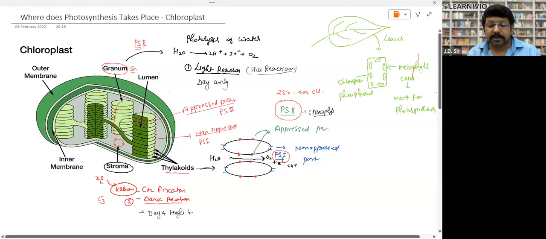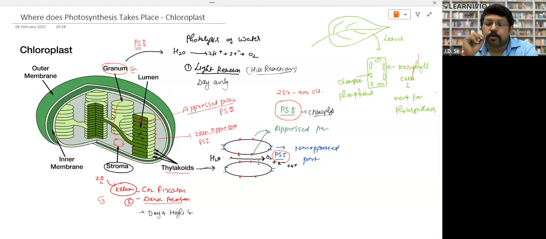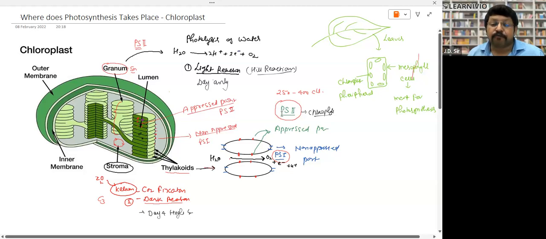So in the appressed part, there is a type of photosystem. I will explain what the photosystems are. Photosystems are basically special groups of chlorophyll molecules. Inside the chloroplast, there are special molecules which give green color to the plant and are responsible for photosynthesis. We call them chlorophyll. In the appressed part, there is photosystem 2. This photosystem 2 is a group of 250 to 400 chlorophyll molecules. They are responsible for breakdown of the water molecule. So breakdown of the water molecule takes place in the appressed part, in photosystem 2.